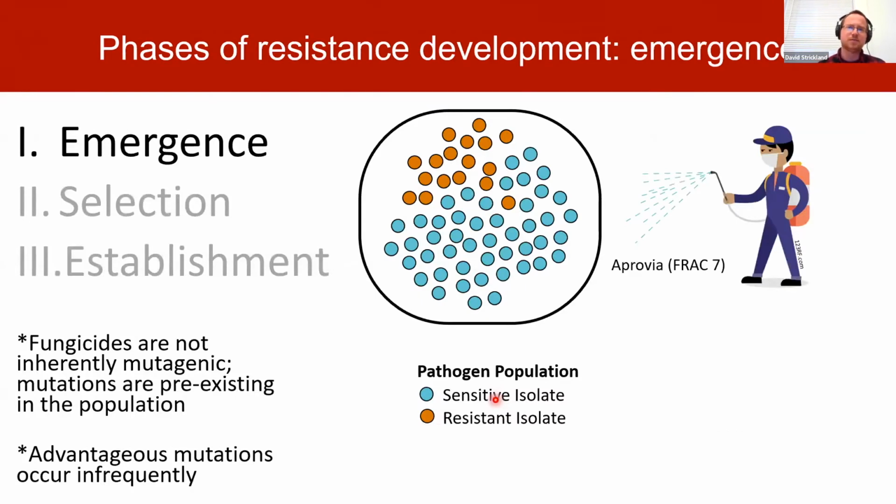So there's 3 phases of fungicide resistance. There's emergence, which I've just shown to you in that table form, where the grower has used the same product, in this case, Aprovia, a FRAC group 7, over and over and over for many years.